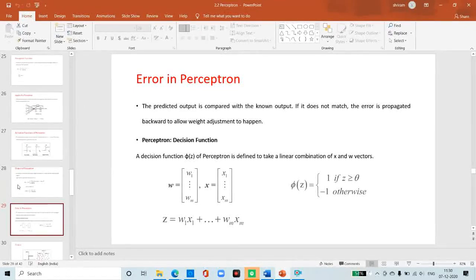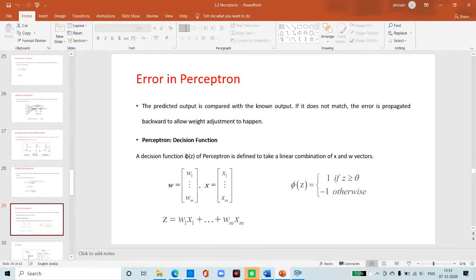So in the perceptron learning rule, the predicted output is compared with the known output. If it does not match, the error is propagated backward to allow the weight adjustment to happen. Okay. So let us discuss the decision function of the perceptron. So here, the perceptron decision function.